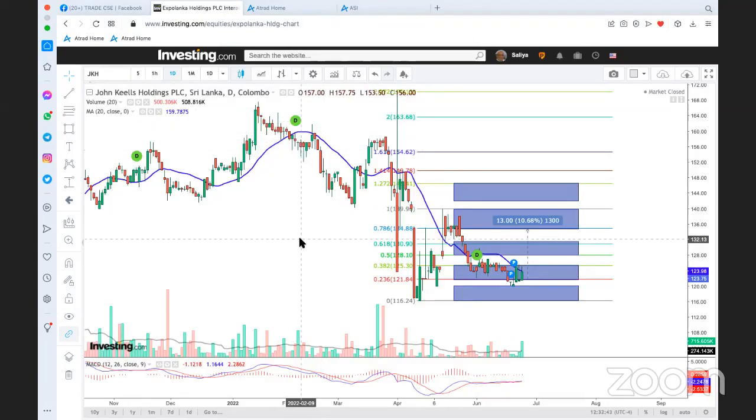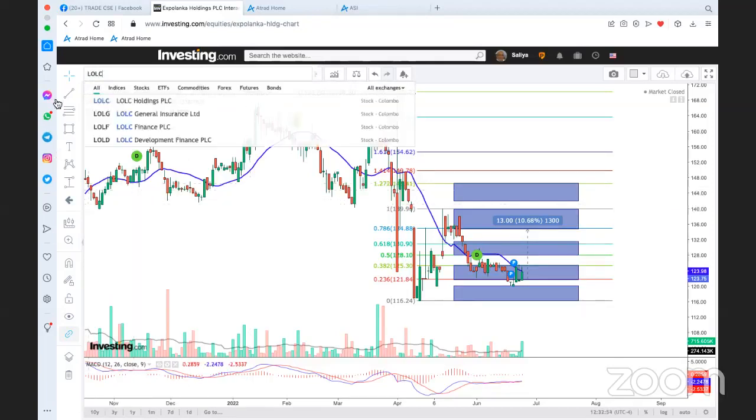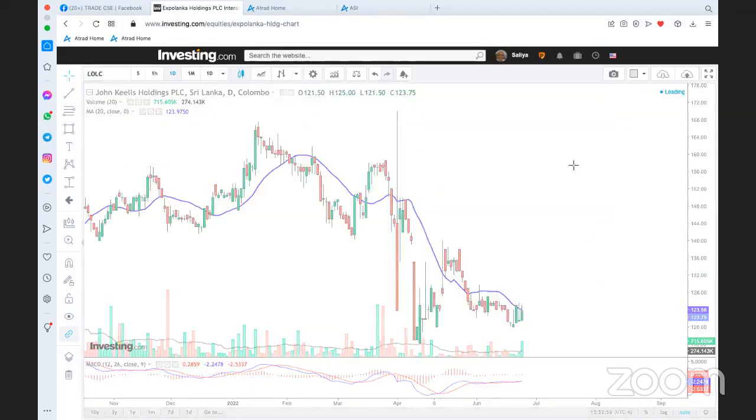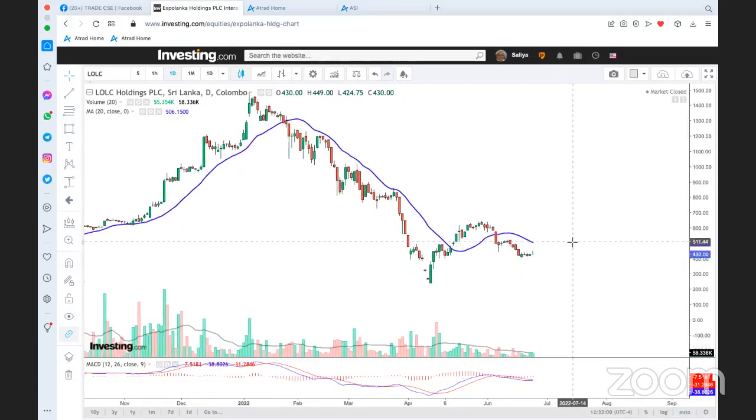Okay, so, finally, I will go with LOLC, and then if you all have any more counters for us to look at, then we can do it.